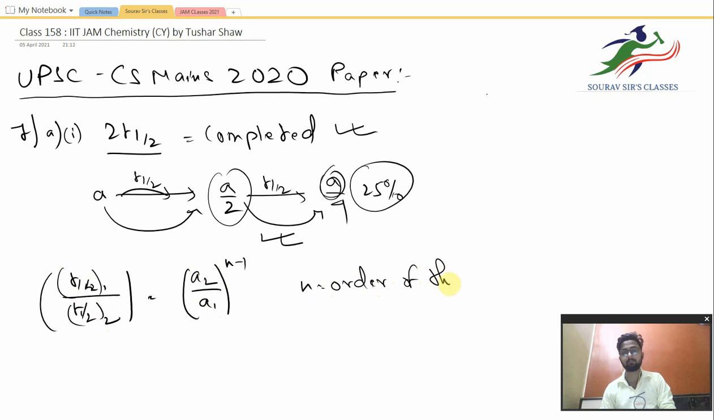Okay, so n is here the order of the reaction, and t half 1 is the half life at some concentration A1, and t half 2 is the half life at some concentration A2. So if two concentrations are given, and for those two concentrations we have the corresponding t half, then we can put the values over here and calculate the value of n from this equation, giving us the order of the reaction.